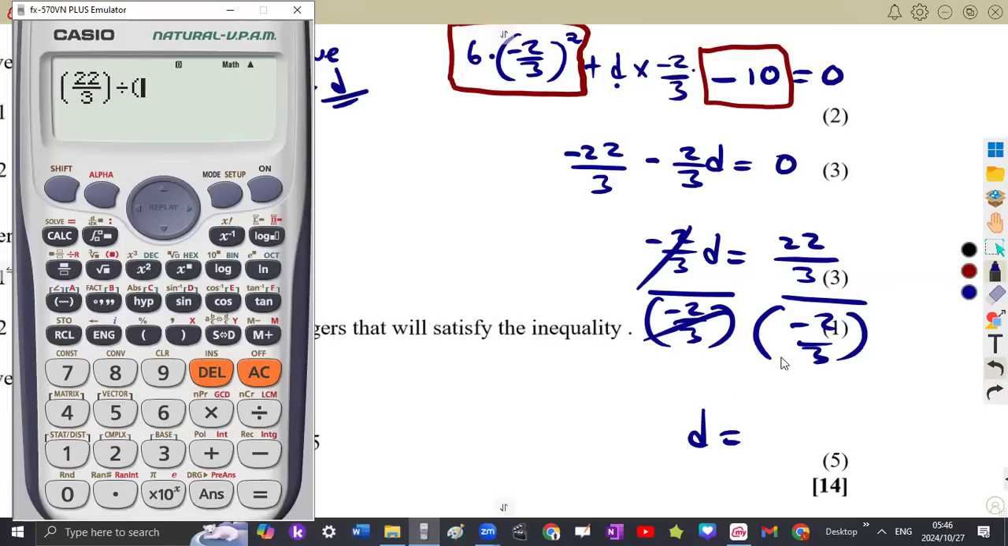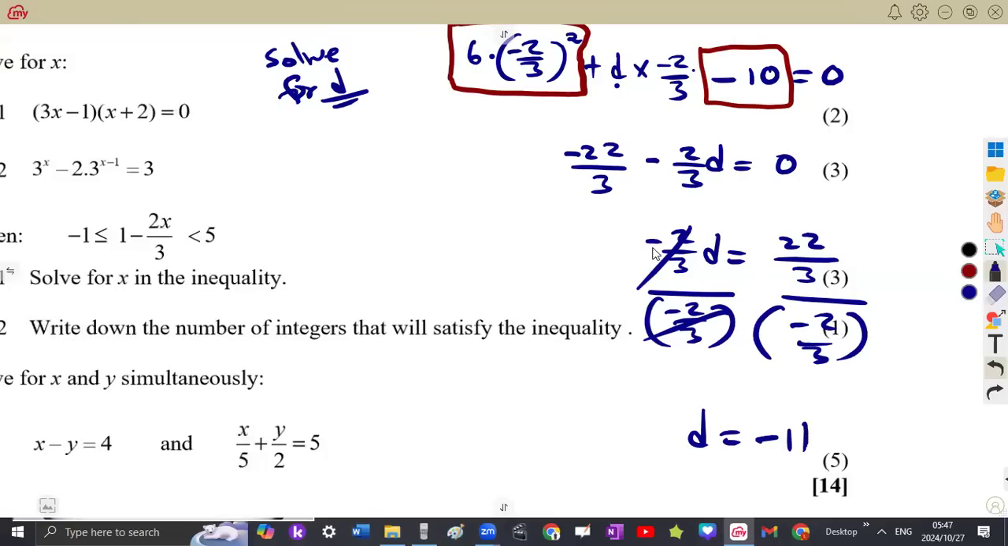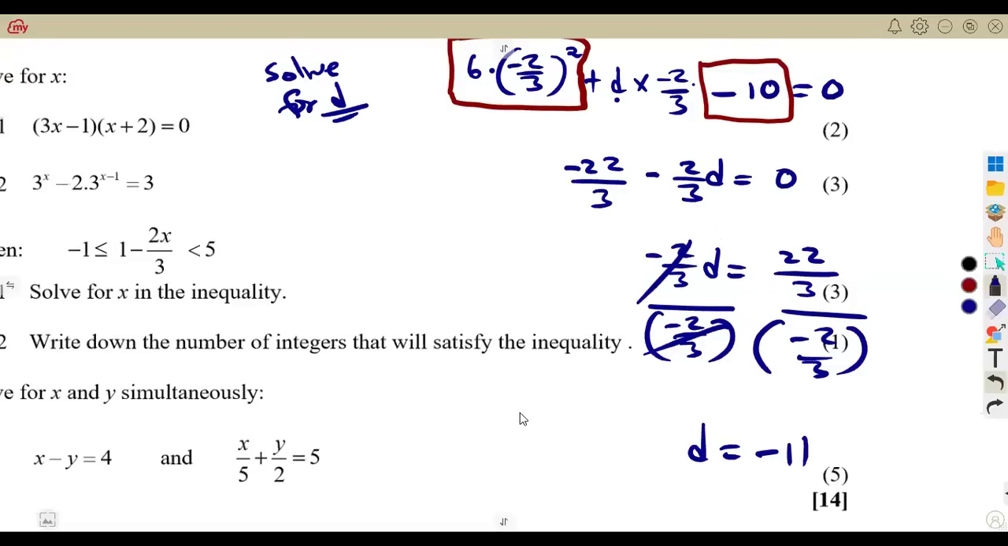We divide this one by minus 2 over 3, like that. The calculators are there, guys, for assistance. So that will give us a negative 11. So like I said, there are so many ways of simplifying this, solving for this.